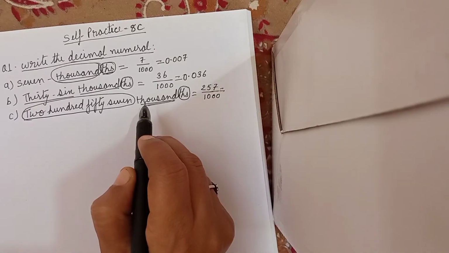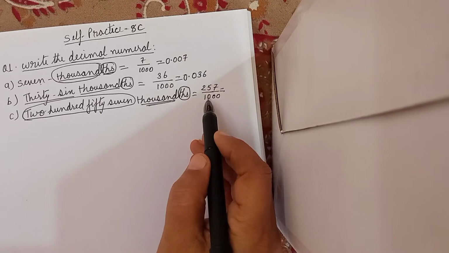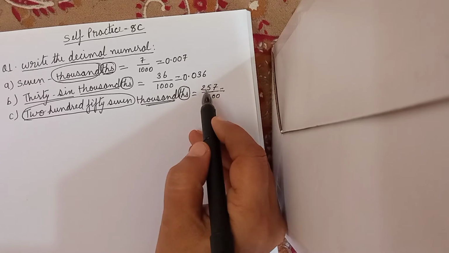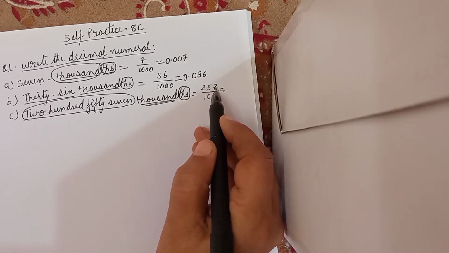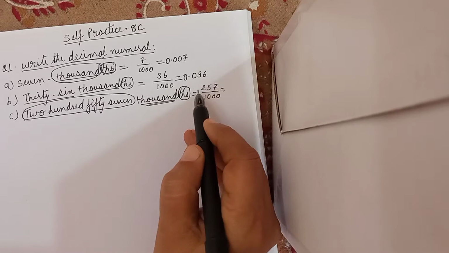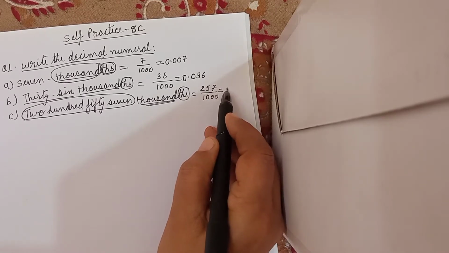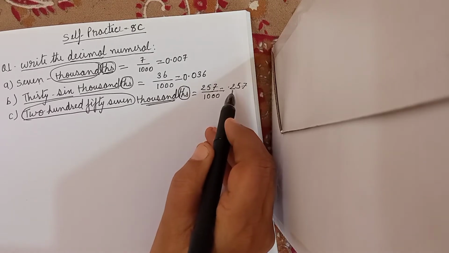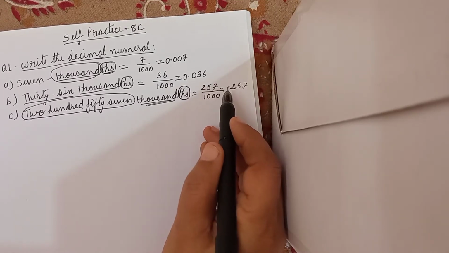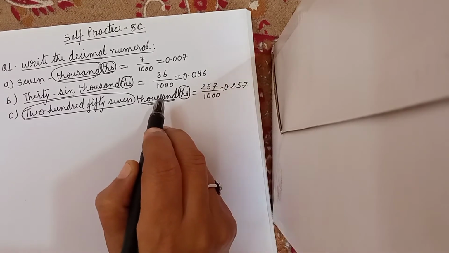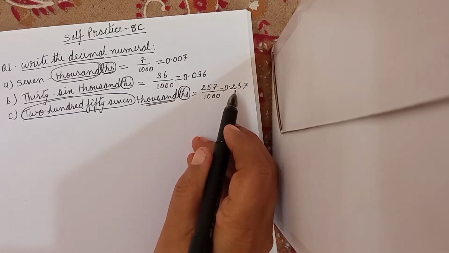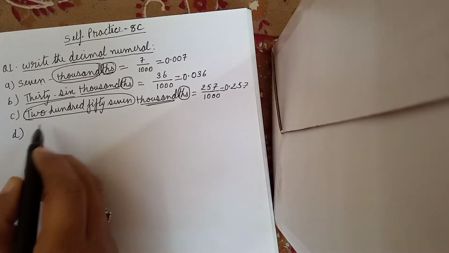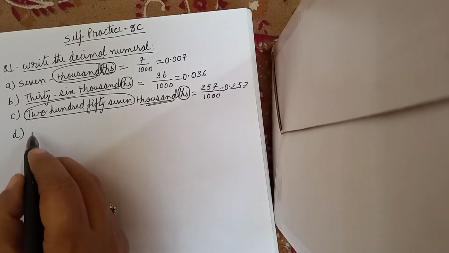Now convert it into decimal. In the denominator there are three zeros, so after the decimal there will be 3 digits. Already in the numerator there are 3 digits, so we do not need to add 0 before the digits. So here 0.257. Already 3 digits are given, but the point cannot be written alone, so we will put 0 before the point. So the answer is 0.257.